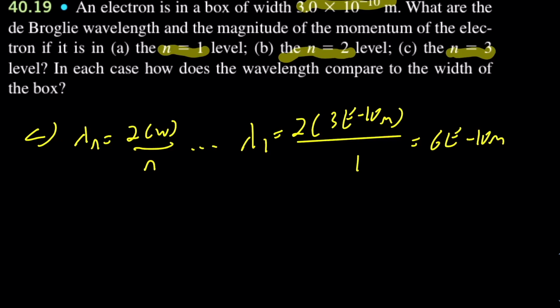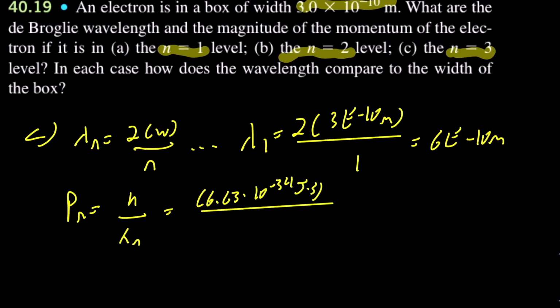We can then apply this to momentum, and that is Planck's constant divided by de Broglie's wavelength. And we know Planck's constant to be 6.63 times 10 to the negative 34th joule seconds. We divide that by 6 times 10 to the negative 10th meters, and as a result, you should end up with 1.105 times 10 to the negative 21st kilogram meters per second.